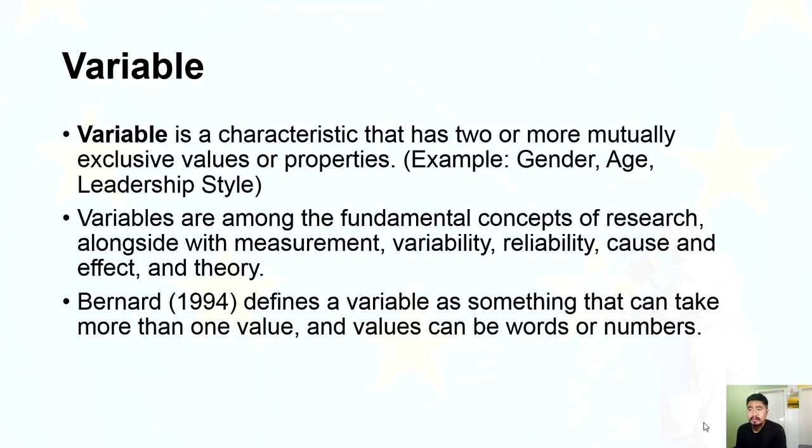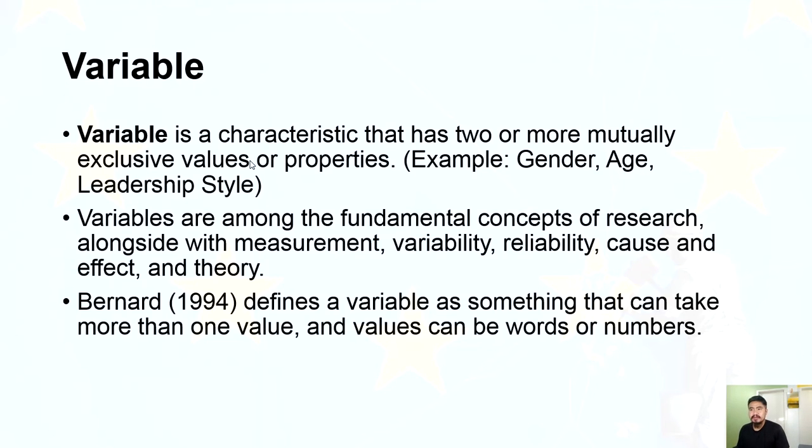So first, we have to define variable. Basically, variables are the concepts that we will discuss later. Variables are characteristics that have two or more mutually exclusive values or properties. Please take note, when we say exclusive values, it means there is a number. For instance, our height is 5'11", let's say my height is 5'11". That 5'11" is the exclusive value. What is the appropriate term for exclusive? Exact. It has an exact value, basically numerical or properties.